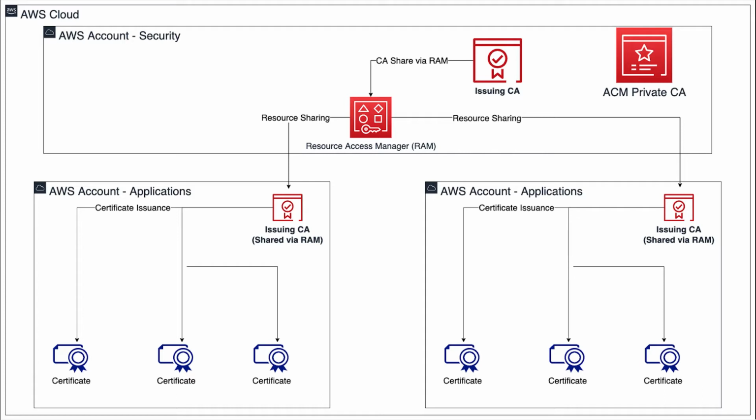First, identify which private CAs you want to share and which accounts you want to share them with. Then create a resource share in RAM and then add your ACM Private CA to the share. Lastly, you must share the resource with either a specific set of accounts or with your AWS organization. Let's take a brief look at how this works.